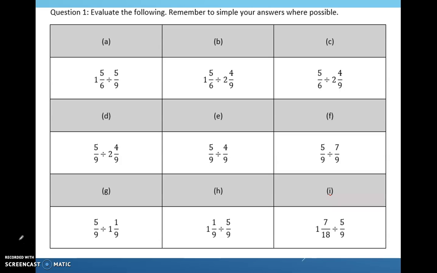Now here are some questions for you to complete. Remember to read the question. It states, remember to simplify your answers where possible. So you have 5 minutes. You can pause the video, try and complete these now.